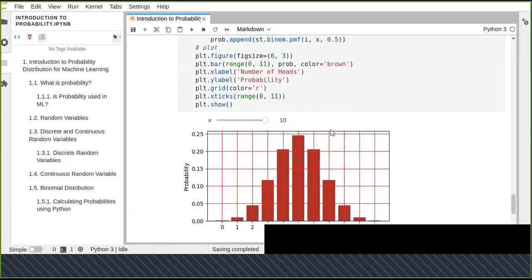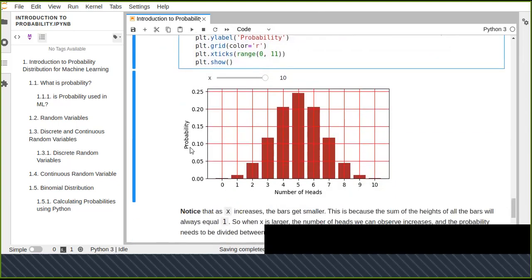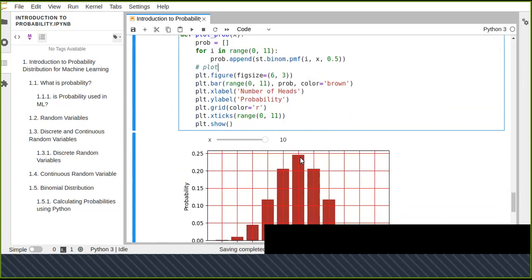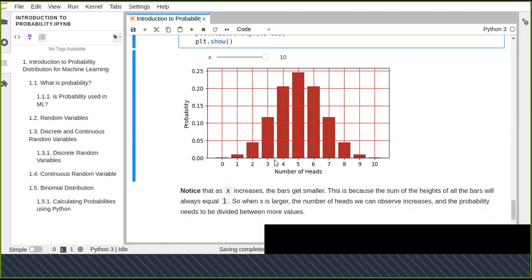So this is how we can calculate the probabilities using binomial distributions in Python, and we plot this binomial distribution using bar plots. Okay, thanks for watching.